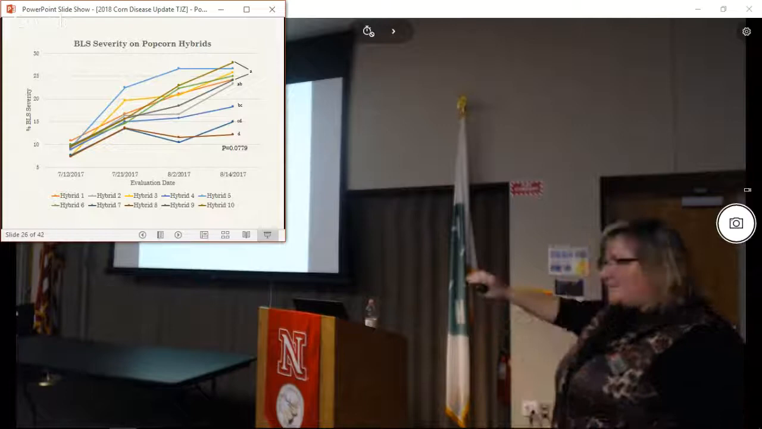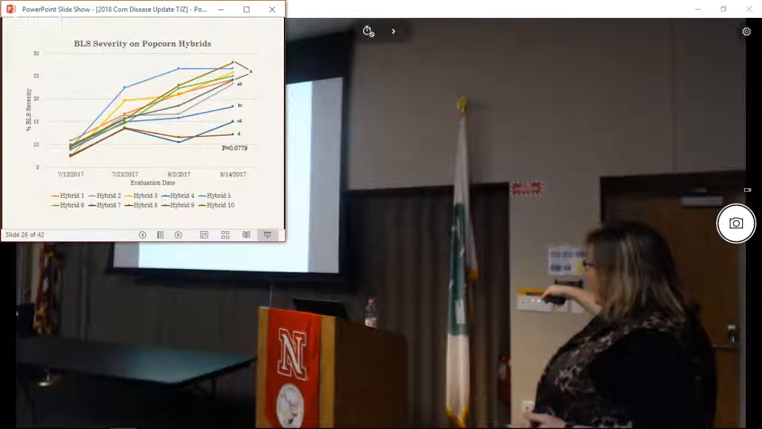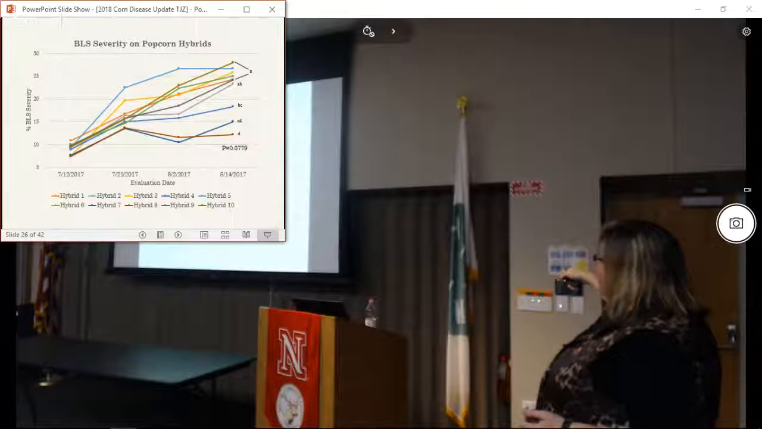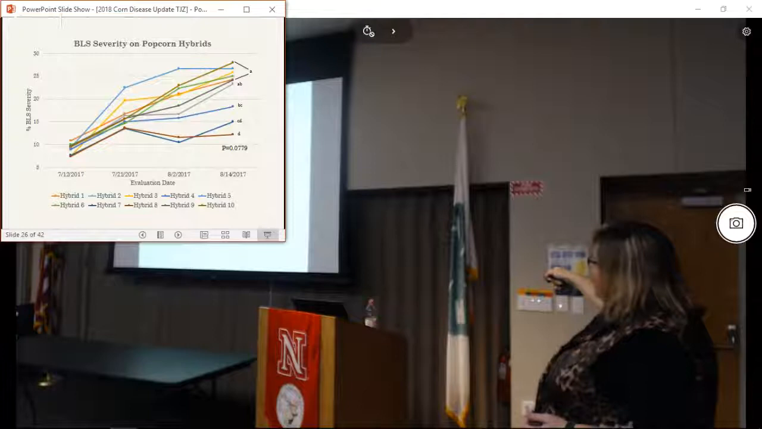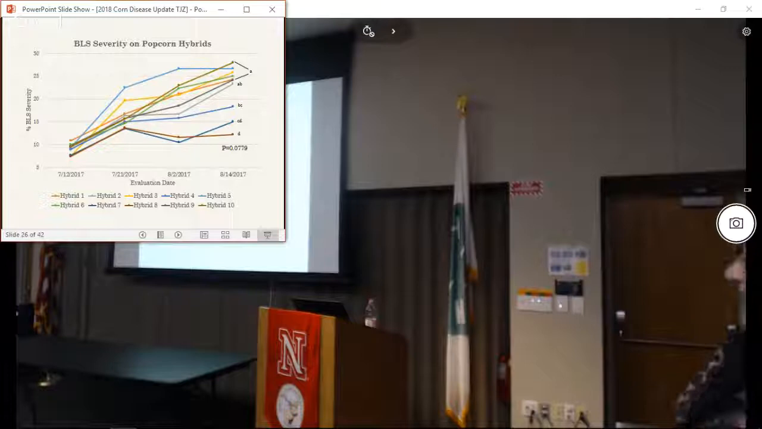I displayed the data a little bit differently, because when you look at only 10 of them, you can kind of look at what disease did over time. On the left-hand side of the graph, that's in mid-July, and then over here to mid-August. And just in that four-week time period, you can see disease really take off, especially in some of these hybrids up here. Those are our commercially available, more susceptible hybrids. But some of those hybrids did very, very well. We're confident that some of those are going to look really good. And they looked really good in the field.